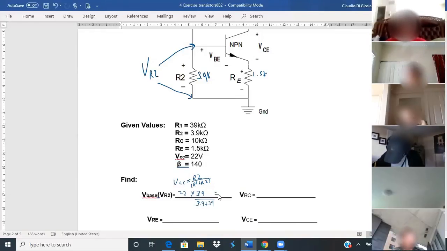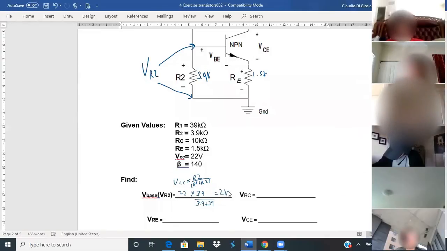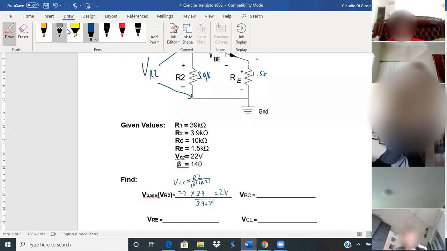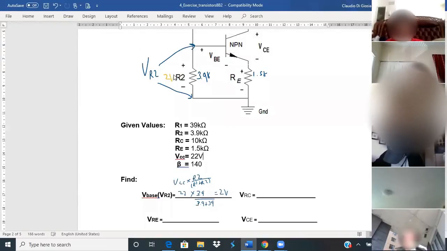3.9, and we're going to divide by open brackets 3.9 plus 39, close brackets, and multiply by 22. We've got 2 volts. Okay, so it's going to be very similar to the one that we did before, if not almost identical. So 2 volts, that means that between this point and this point across R2, we've got 2 volts. So what I had explained before is that between this point here and this point here, we have 2 volts. So if we take the 2 volts that's here, what's in parallel with that is this diode here and RE.